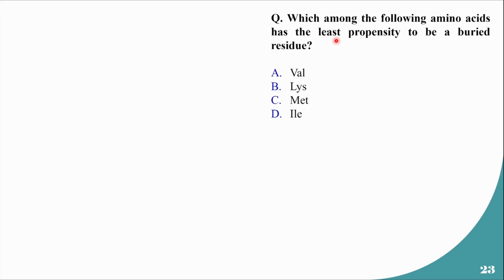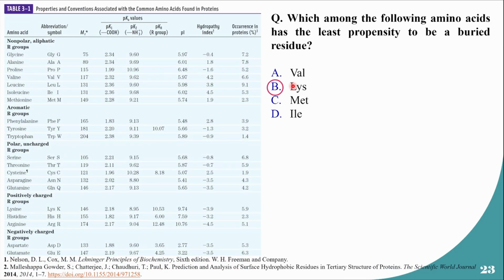So here, of course, we have a charged amino acid, if you remember. This is lysine, right? And in this case, the answer will be lysine. Lysine being a charged amino acid, it is highly polar, so it will have the least propensity to be a buried residue. You can also look into this chart.